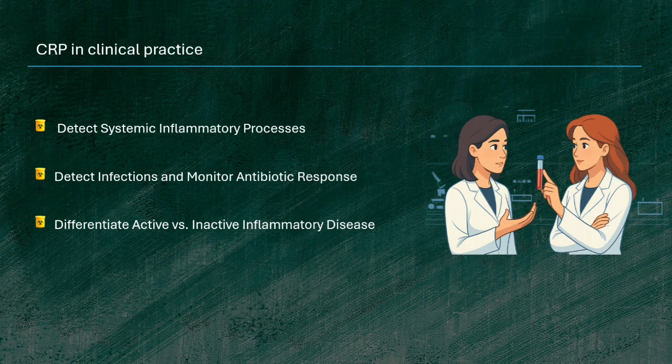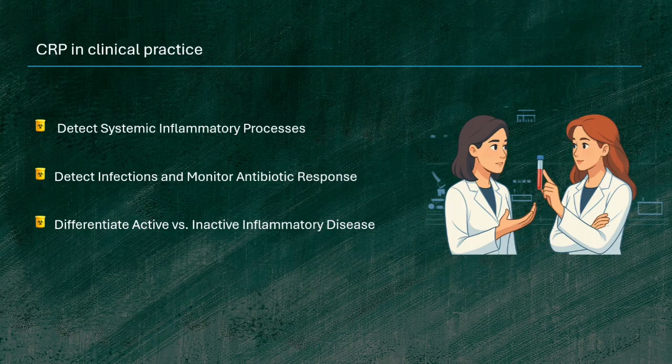Therapeutic monitoring: serial CRP measurements help assess response to antibiotics. A declining CRP trend suggests effective treatment, while persistently high levels may indicate antibiotic resistance, complications, e.g., abscess formation, or incorrect diagnosis. Example: in pneumonia, CRP levels typically fall within 48 to 72 hours of effective antibiotic therapy.